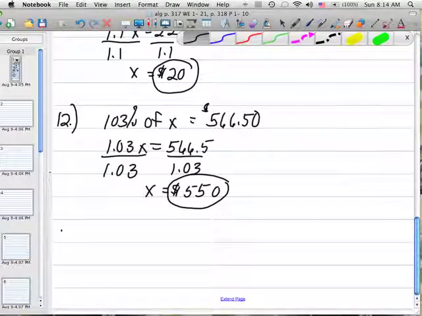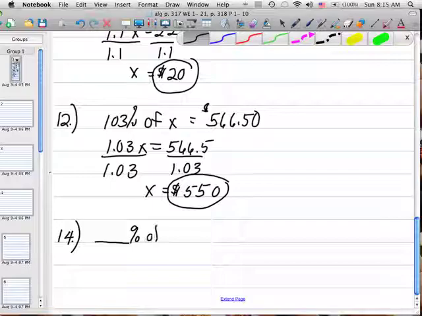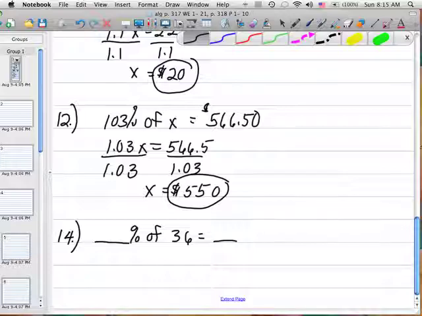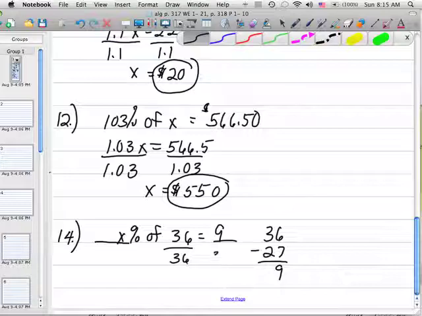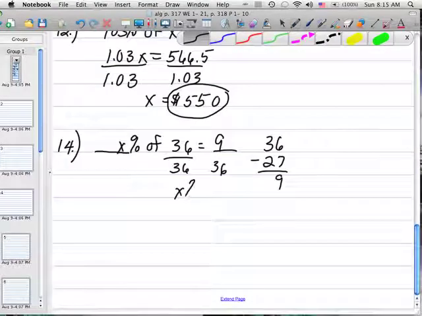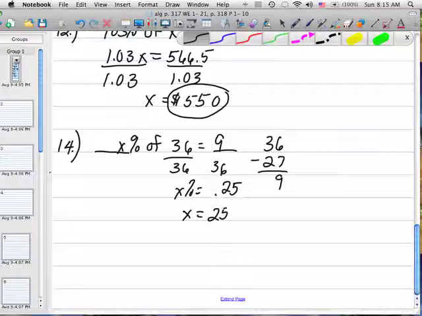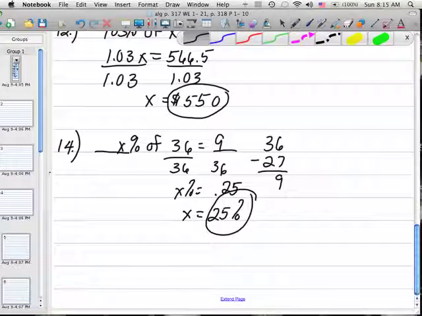Okay, problem numbers 13 through 21, we're doing decrease. So 14, we have a pair of pants, the original price was $36, the new price is $27, and we're trying to find the percent of decrease. So blank percent of the original amount, 36, equals the decrease. The original price was $36, and now the price is $27, so that's a decrease of $9. So divide both sides by 36, and we get X percent equals 1/4, which is 0.25. Move the decimal over 2 for the percent, so that's a 25% decrease.